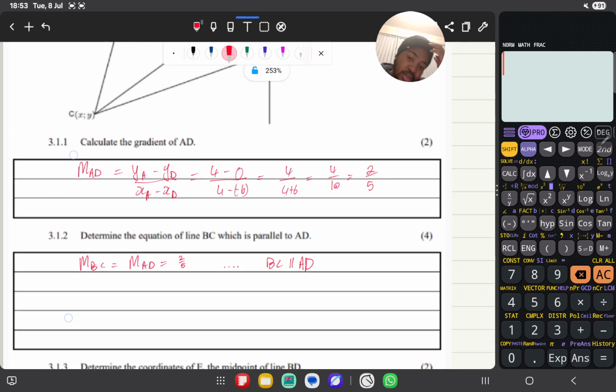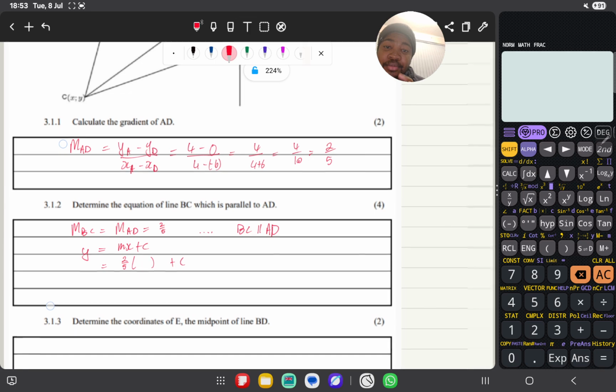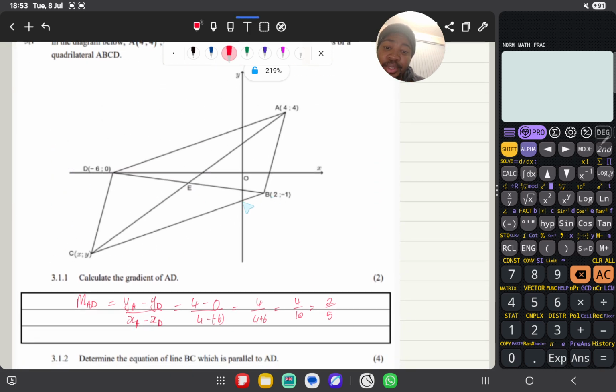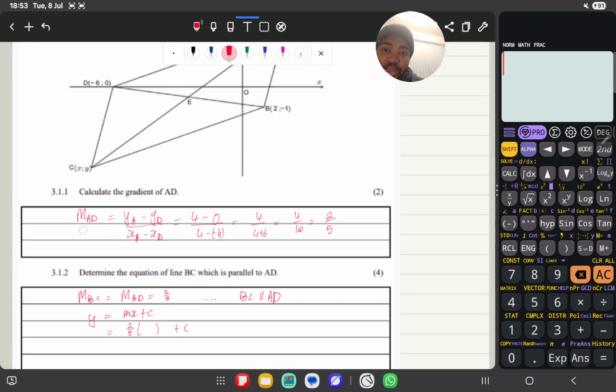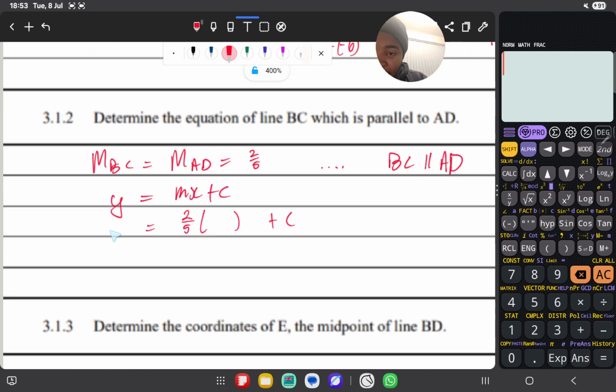Now you know for your function you have y equals mx plus c, right? You know your m, so I'm going to put in m. What value do we have? 2 over 5. And then we're going to find c. We don't know what c is, so we're going to look for any point that we have on BC. Let's use B: y is minus 1 and x is 2. So I have minus 1, I have 2, right?